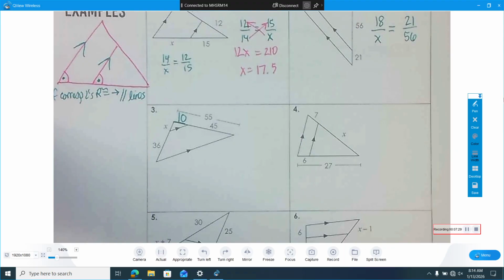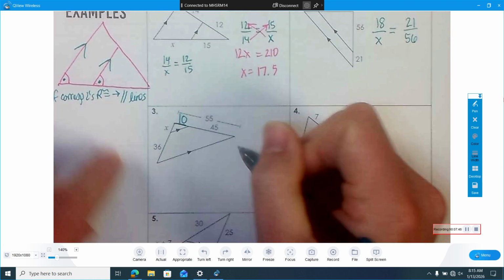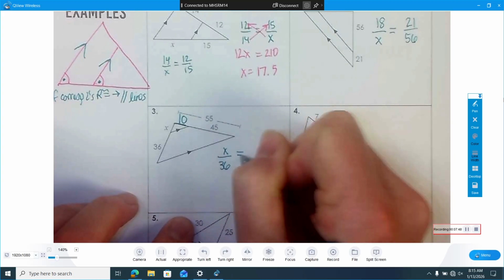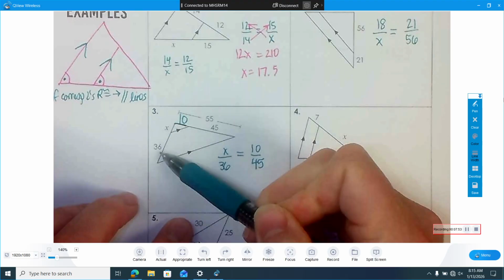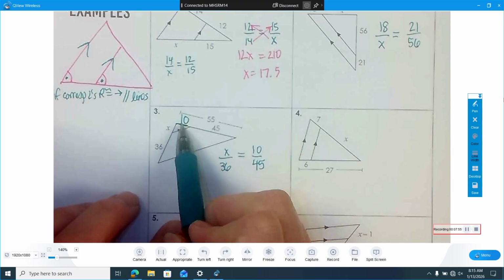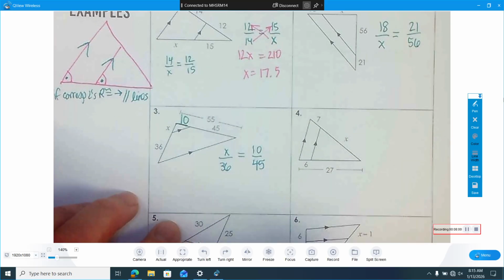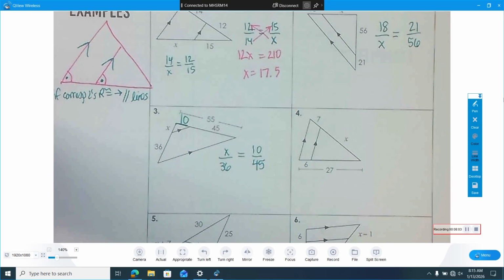All right, so now I know my little side segment pieces, now I can set up my proportion. What do we want to set up for a proportion? What can we do? Over 36, and then... No, that's the one wrong way. X over 36, sure, we can do x over 36 is equal to 10 over 45. That'll do. X over 36, little piece over bigger segment, and then corresponding little segment over corresponding big segment. That's one way to do it.